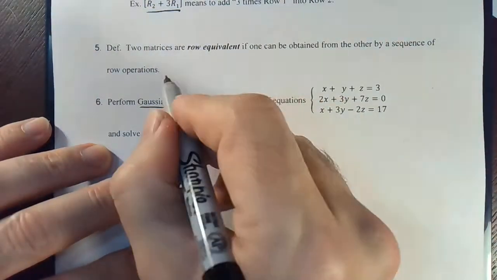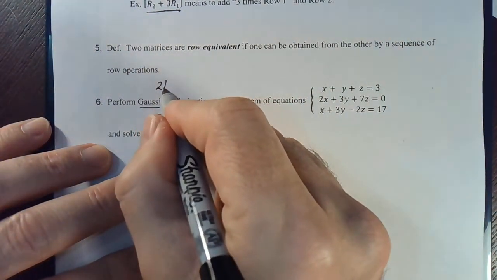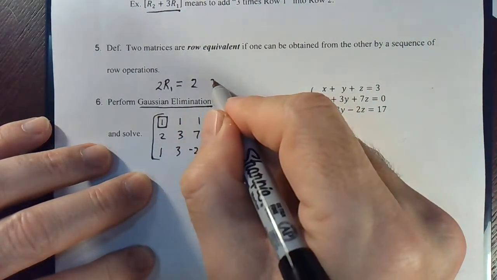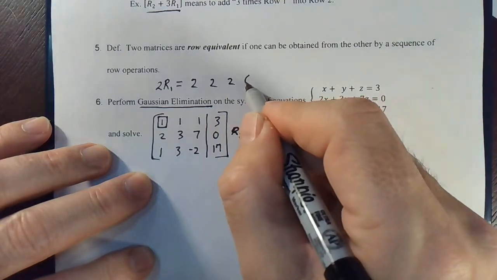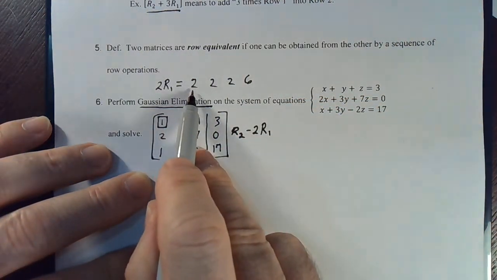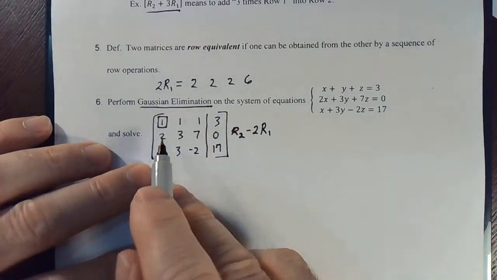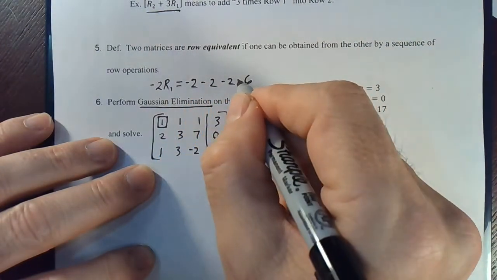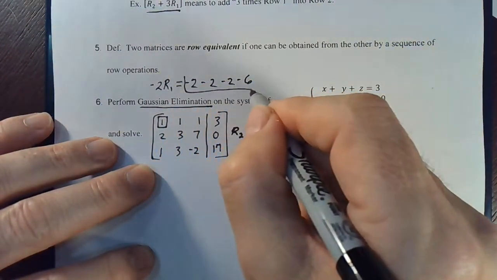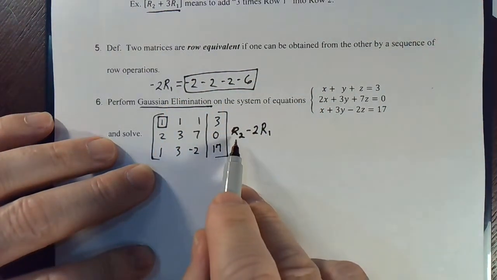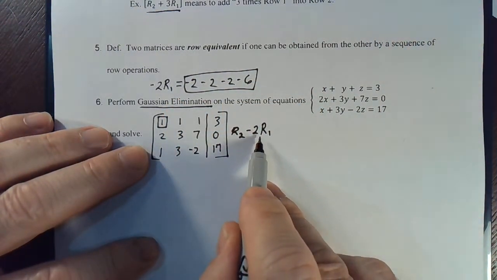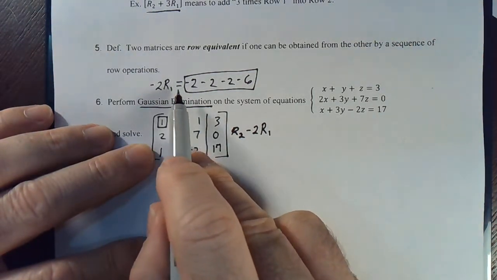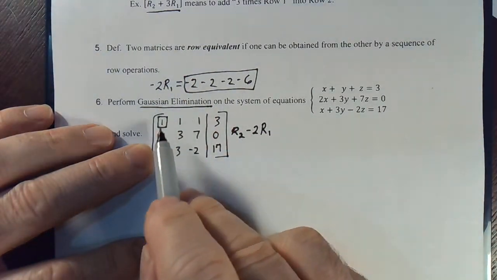And I could even make a little note up here. 2 row 1 is equal to 2, 2, 2, 6. It's that 2 right there that I need because I'm going to do a subtraction. Or I could actually do negative 2 row 1 is negative 2, negative 2, negative 2, negative 6. So if I want to perform the row operation, row 2 minus 2 times row 1, all I have to do is take row 2 and add negative 2 times row 1 into it. So now that negative 2 and 2 will give me a 0.